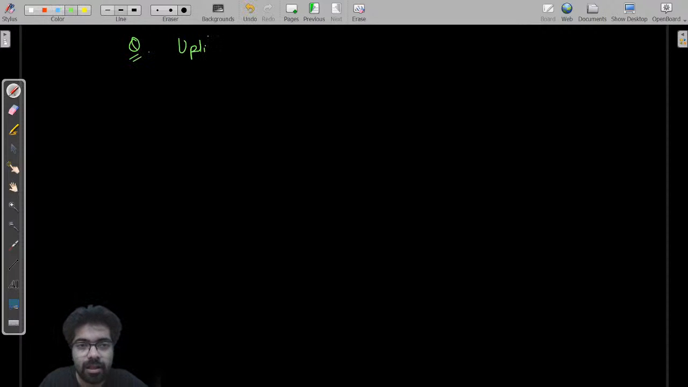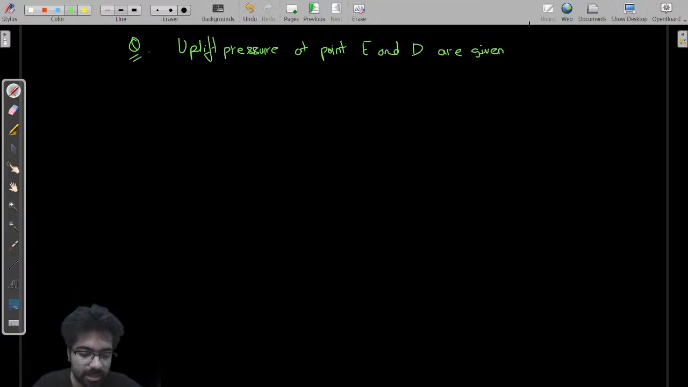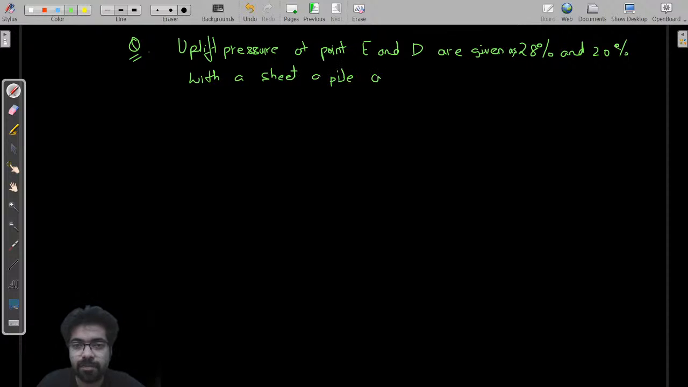In this question, the uplift pressure, or you can say simply the hydraulic head, at points E and D are given as 28% and 20%, with a sheet pile at the downstream end of negligible thickness. That means the thickness of this sheet pile we have ignored.